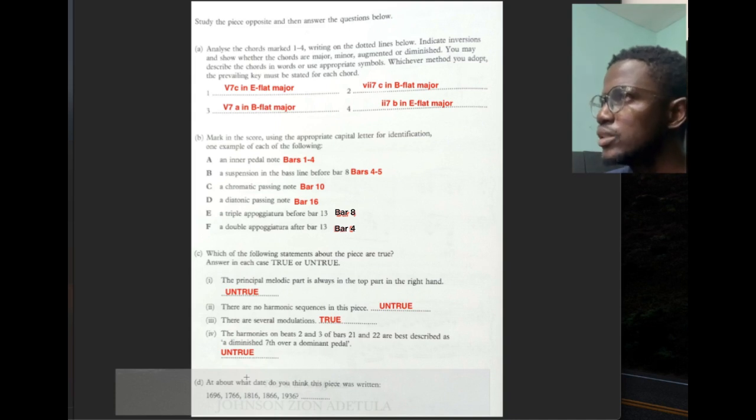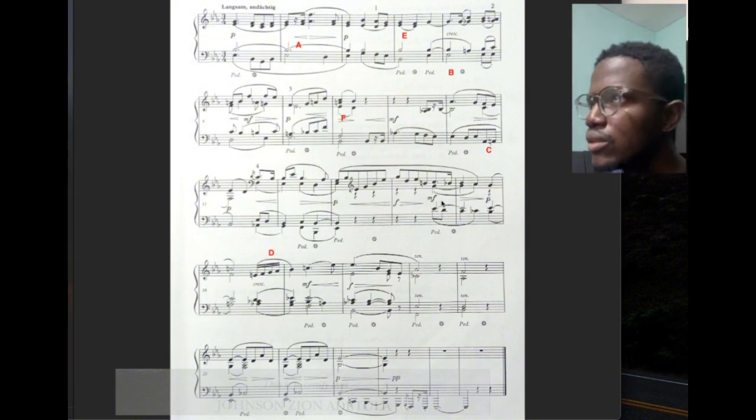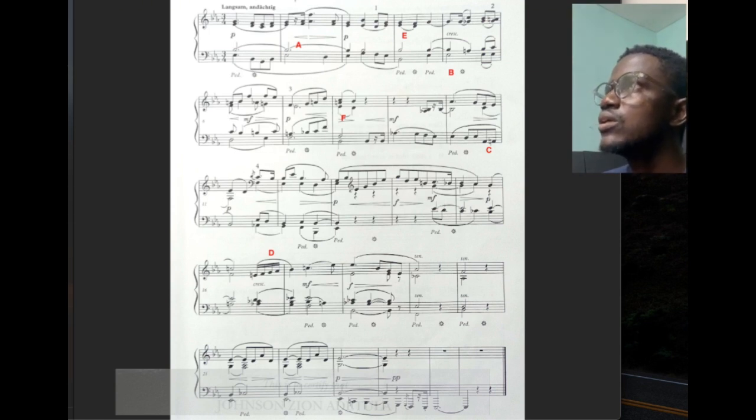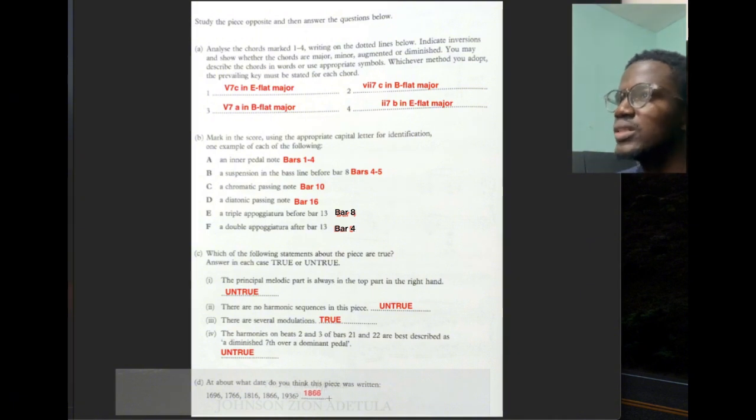And about what date do you think this piece was written? Use a better mark, extensive direction of dynamics, almost at each point, how we should sound, how loud or quiet. Enough directions lead towards romantic. So that should be 1866, romantic era. That will be all for this question.